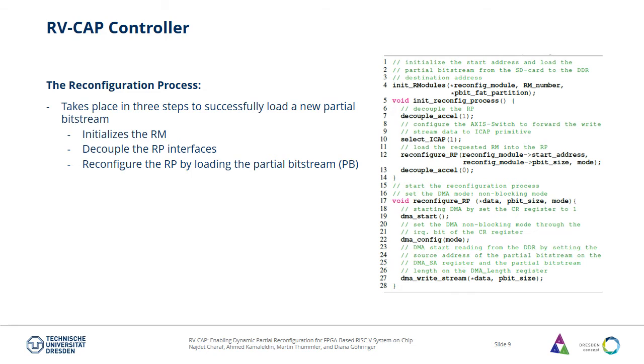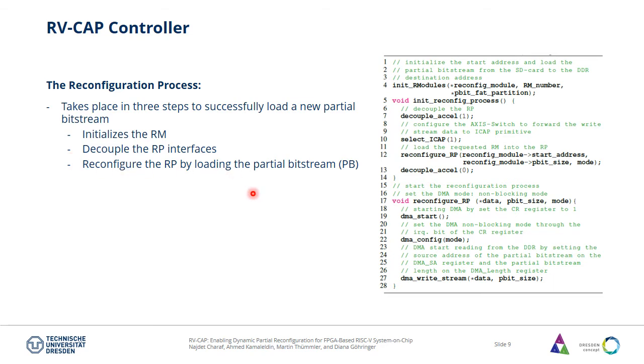The reconfiguration process is divided mainly into 3 steps. The first one is to initialize the RM. So we count how many RMs we have, read the partial bitstream size, and move the partial bitstream from the SD card to the DDR. Then we decouple the RP, like I mentioned before, from the static part.